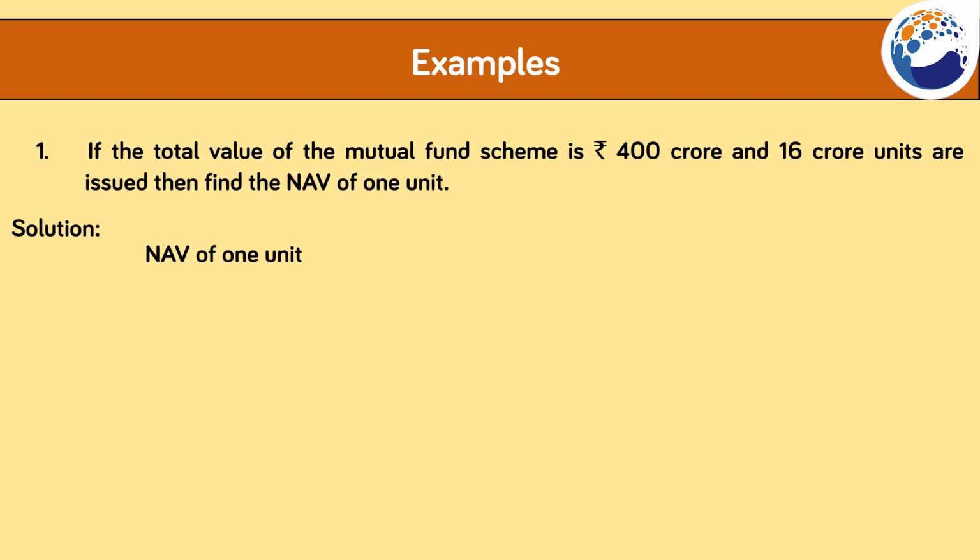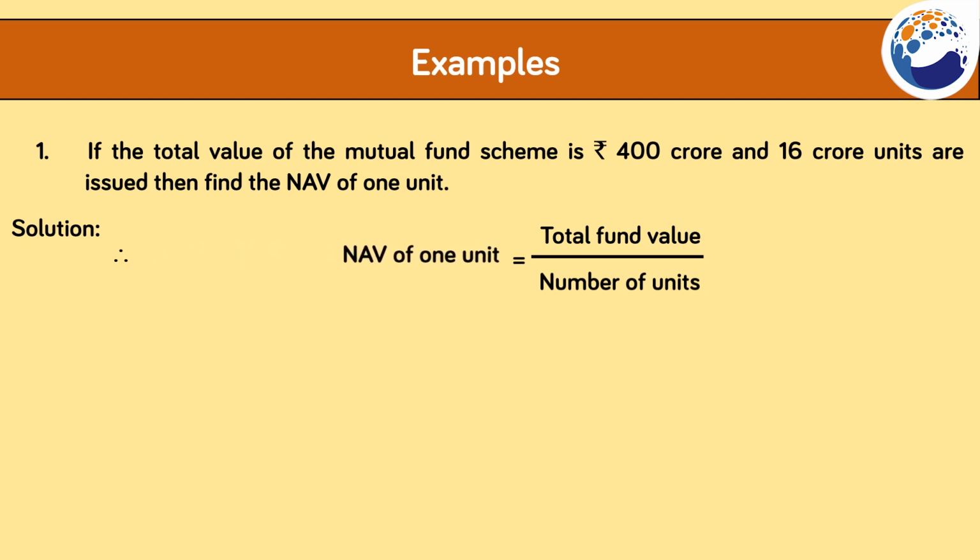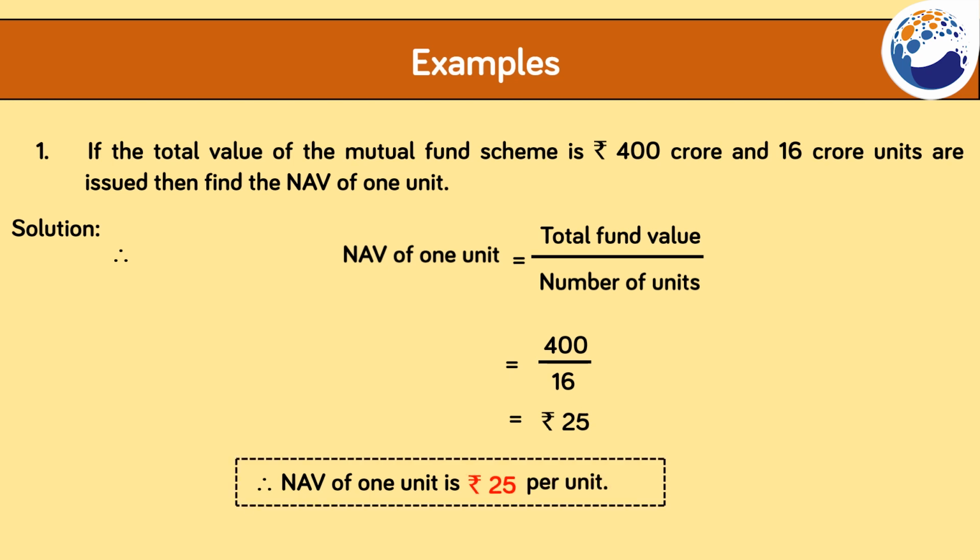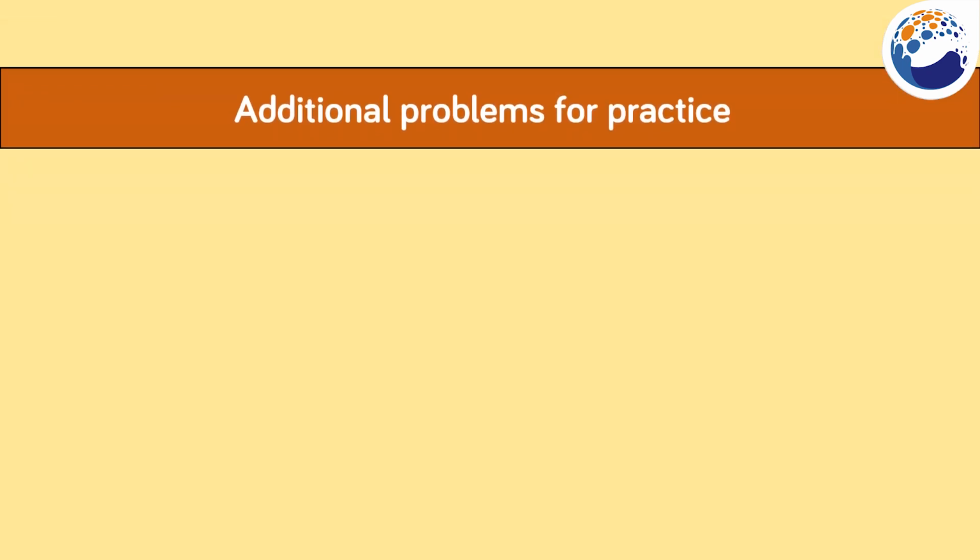Solution: NAV of 1 unit into number of units is equal to total fund value. Therefore, NAV of 1 unit is equal to total fund value upon number of units. That is equal to 400 upon 16 is equal to rupees 25. Therefore, NAV of 1 unit is equal to rupees 25. Try some more problems for practice.